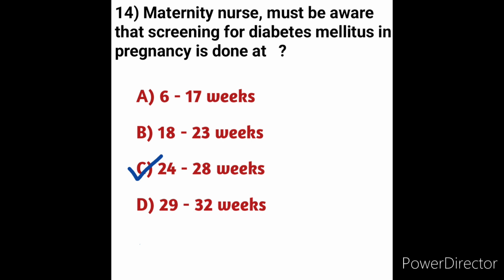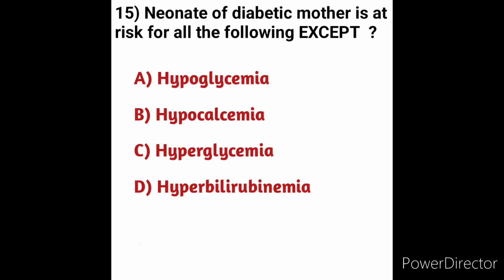How will we check gestational diabetes mellitus? We have to test with GTT, the glucose tolerance test. Through the glucose tolerance test we can assess diabetes mellitus in the pregnancy period. The oral glucose challenge test is followed by the oral glucose tolerance test. These are the two types of GDM test. Next we will move on to question number 15.